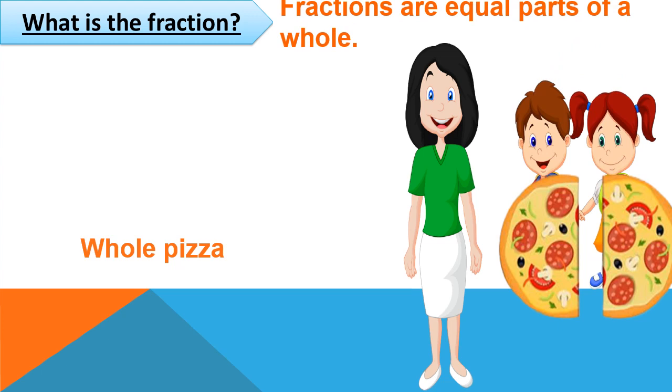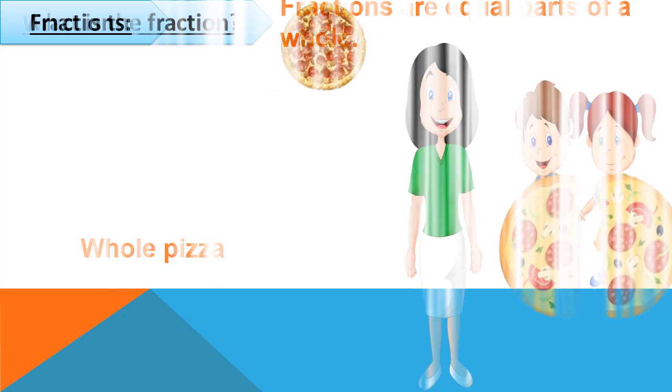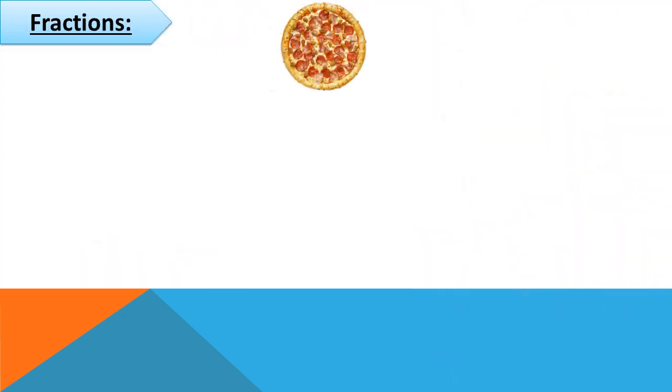So fractions are equal parts of a whole. What we did now is called fraction. So fractions are equal parts, like our equal parts of pizza, equal parts of a whole. If I have my whole pizza here, this whole pizza is called one whole. I didn't divide it now, okay? So this is one whole.